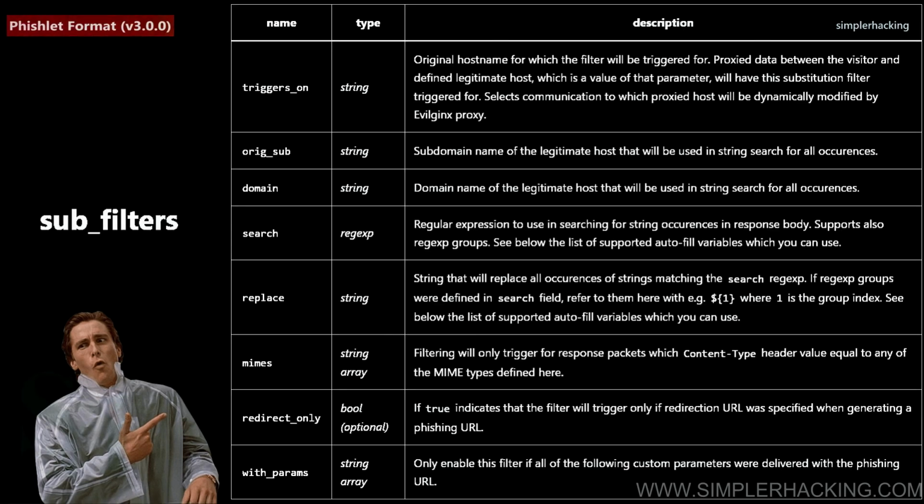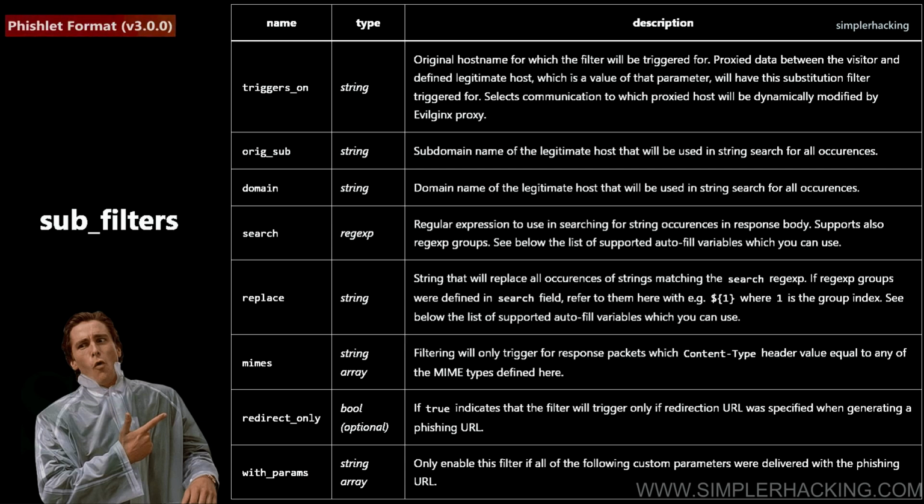Next, let's break down the subfilters, keeping a specific focus on how each part applies to creating an effective Phishlet. This may be a little complicated, so bear with me. First is triggers on. Triggers on specifies the original host name for which this filter will be applied. This identifies the target domain's communication that should be dynamically modified by Evilginx. For instance, if you are targeting login.example.com, the subfilter would modify the communication specific to that domain in the response, ensuring that phishing content aligns with the actual target site.